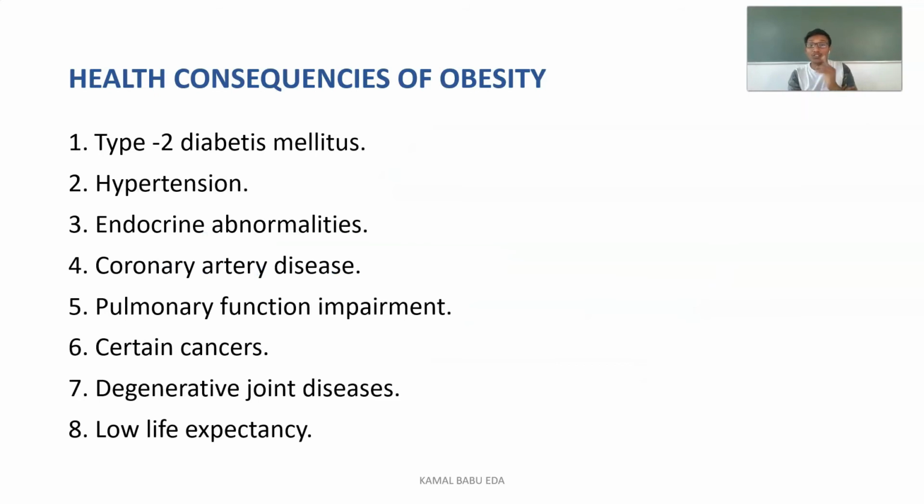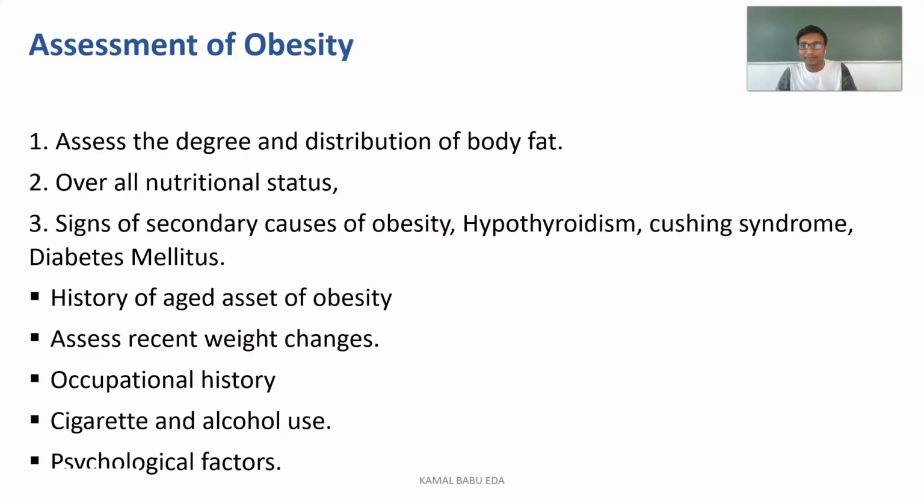So what are all the health consequences related to obesity? Because of obesity, a person may end up with diabetes mellitus and hypertension. As I said, obesity is one of the major causes of chronic long-term diseases. He may end up with endocrine abnormalities. There will be cardiovascular diseases, coronary artery diseases, pulmonary function impairment, certain types of cancers, degeneration of joints because of the overweight kept on the joints, and low life expectancy. So these are some of the health consequences caused by obesity.